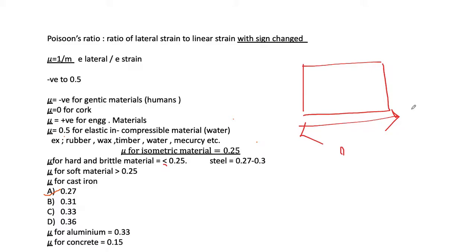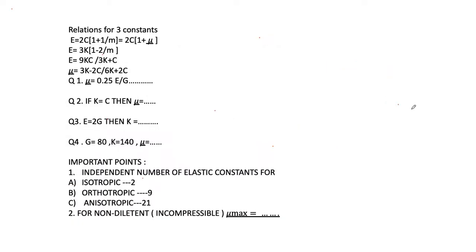Examples: rubber, wax, timber, water, etc. For isotropic we have 0.25. For hard and brittle material we have less than or equal to 0.25. For steel we have 0.27 to 0.3. For soft material we have greater than 0.25. For the small question here, for cast iron the Poisson's ratio is 0.27, and for aluminum 0.33. For concrete we have 0.15.